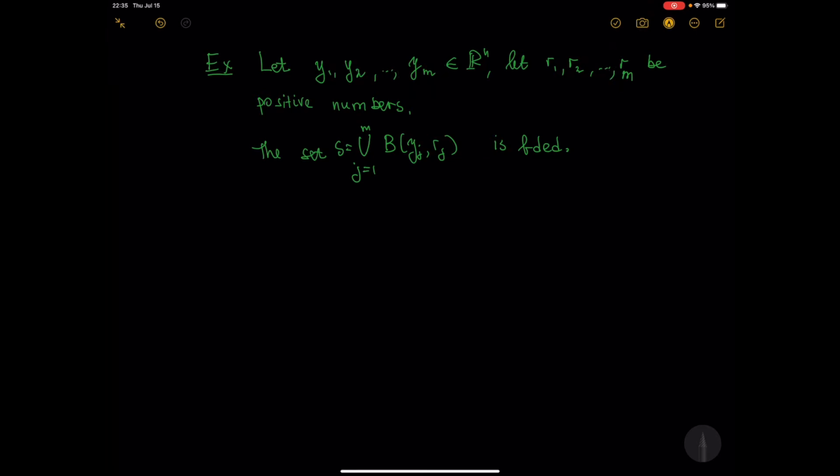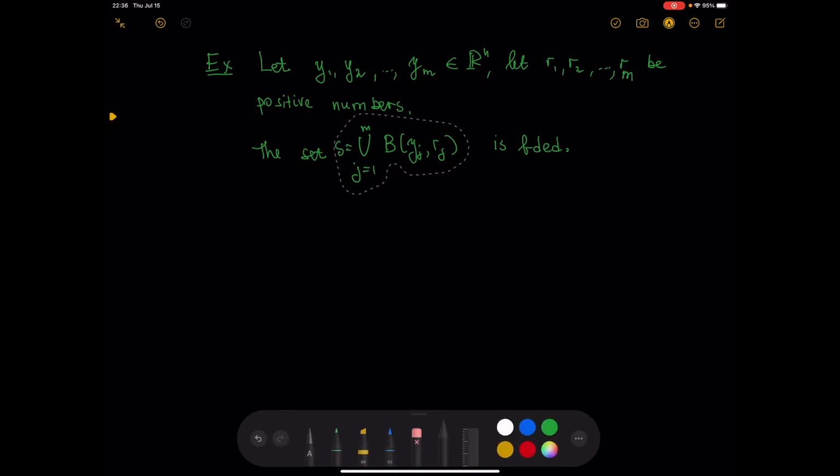So we have M balls, and if we take a union of all of these balls and we form a set S, it turns out that the set S is bounded. So let's just think about this intuitively. We're just going to illustrate this without really doing a rigorous proof. We're going to focus on intuitive understanding here.